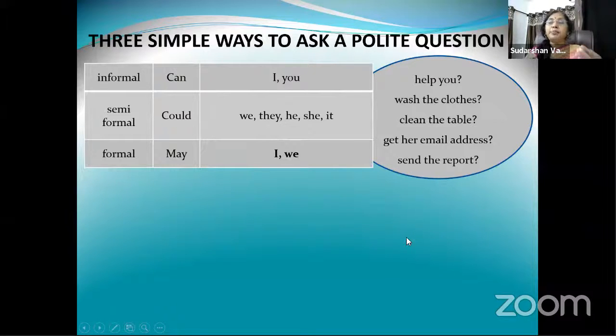So the person to whom you are speaking matters, when you want to make a polite question to them, either offering help or seeking permission, or taking permission or taking help. There are three. మనం ఎవరికైనా చెప్పాలనుకున్నా, వాళ్ళ దగ్గర నుంచి ఏవైనా కావాలనుకున్నా, లేకపోతే పర్మిషన్ అడగాలనుకున్నా, we use can, could or may. So that will determine this.